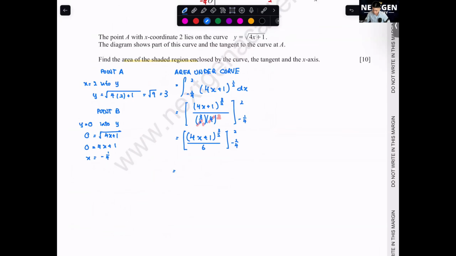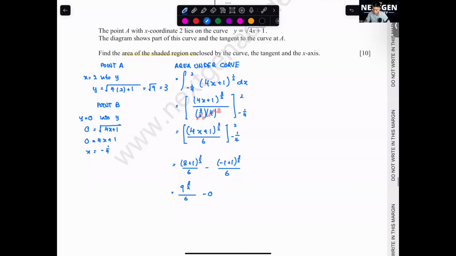So 4 times 2, which is 8, plus 1, over 6, minus 4 times negative 1 over 4. This is negative 1 plus 1. Negative 1 plus 1 to the power of 3 over 2, over 6. The second value will become 0, so this will become 9 to the power of 3 over 2, over 6, minus 0.